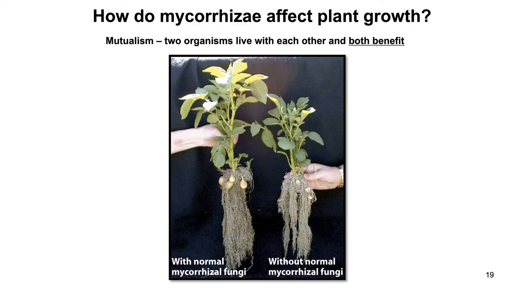And as it turns out, plants greatly benefit by being in this mycorrhizal relationship. So these are plants grown with normal mycorrhizal fungi, and these are the same plants grown without these normal mycorrhizal fungi. What you can see is plants grown with those mycorrhizal fungi can grow much larger, and that's because they're getting access to more of those limiting nutrients, nitrogen and phosphorus. And so the plant doesn't die if it doesn't have the mycorrhizal fungi, but it doesn't grow as well because it's not getting access to as many nutrients.